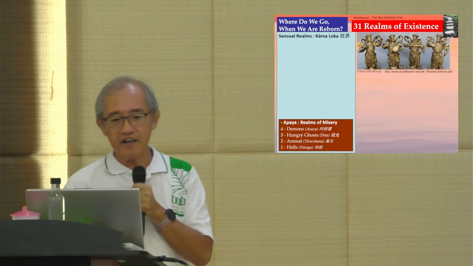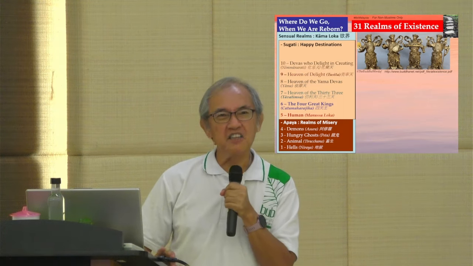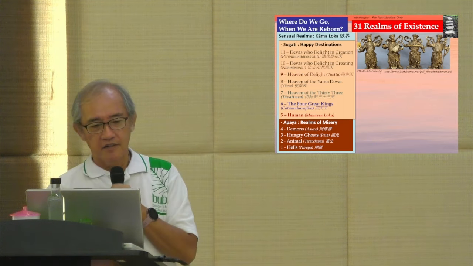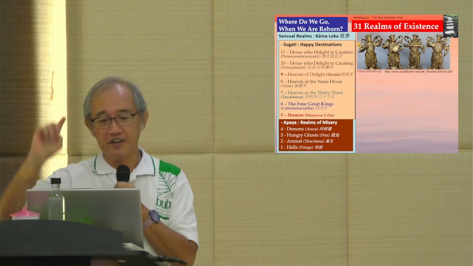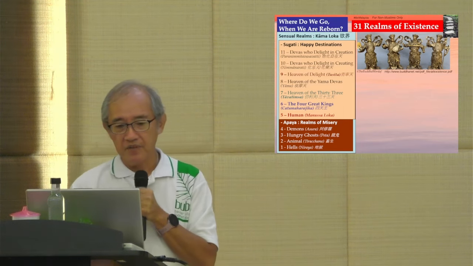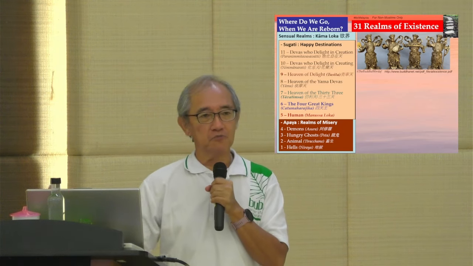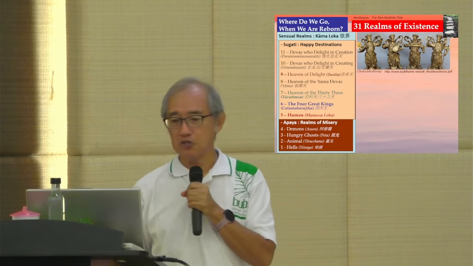Then, number 5 from the bottom, human realm. You think you're very high, you're only number 5. There are 31, you know. So, number 6 is the Four Great Kings, Chatu Maharajika, which we see in various temples. Then higher than that, Tavatimsa, for those who are into Abhidhamma. You know the Buddha went over to Tavatimsa to teach Abhidhamma.